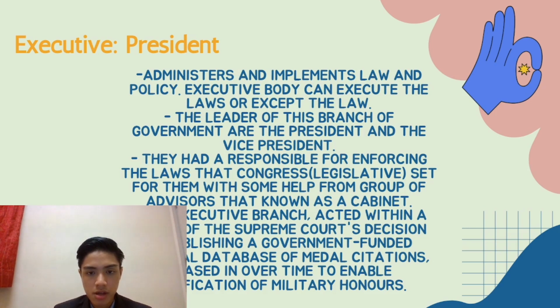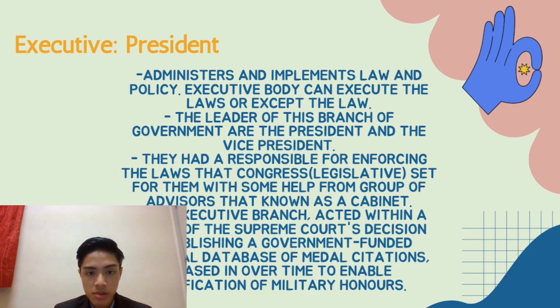Next, the executive branch, well known as the president. The executive branch needs to administer and implement law and policy. The executive body can execute the laws and accept the policy. The executive branch can check the power of the legislature in the following ways. The leaders of this branch of government are the president and vice president. The president can veto Congress laws so that they don't go into effect. The president can also call Congress into a special session, but he cannot make them pass new laws.